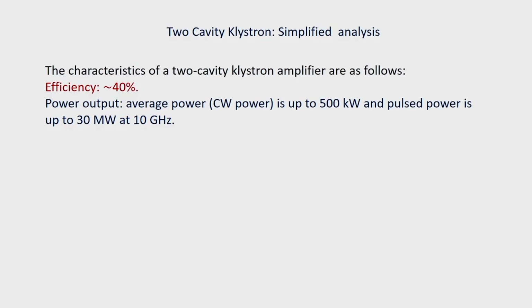and if it is a pulsed power, that means the klystron is delivering power over a brief period and then it goes off, then again delivers power. So, in that case the peak power may go as high as 30 megawatt at around 10 gigahertz of frequency.